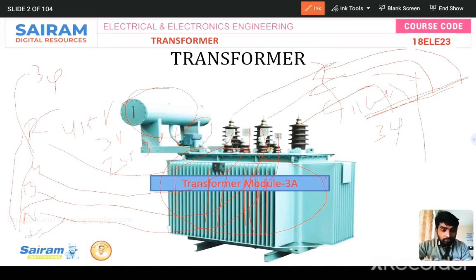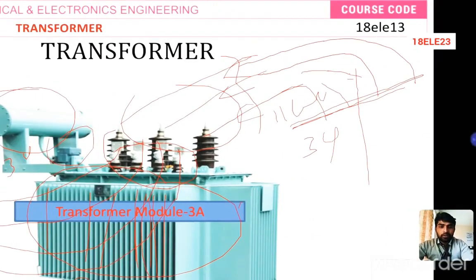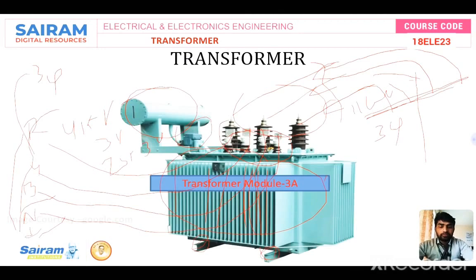Okay, this is the transformer part, and here there are mounting rods. Right, this is a transformer. Input is this part, output is this part. Okay, I'll show you one picture that I have taken from Google.